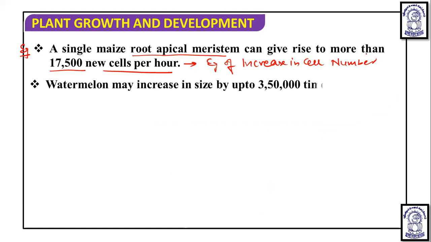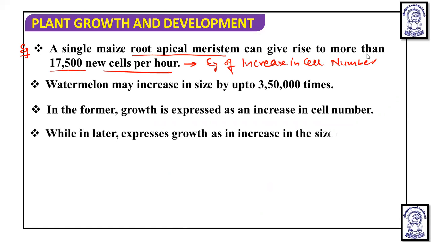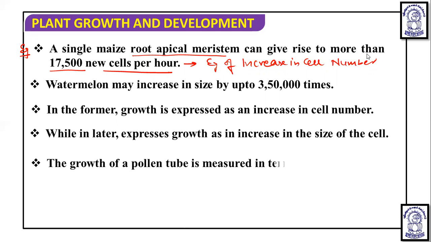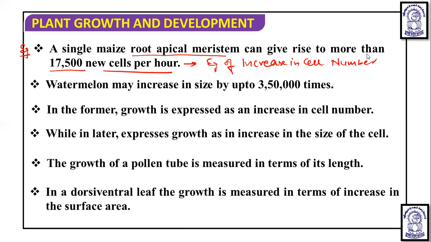Then another example is a watermelon cell that may increase in size by up to 3,50,000 times. So it is an example of an obvious increase in the cell size or the volume. So in the former, growth is expressed as a number of cells, while in the latter it is expressed as an increase in the size of the cell. So these are the different parameters that are used, and the growth of a pollen tube is measured in terms of length, as we have discussed. This is the example of growth in length. In the dorsiventral leaf, the growth is measured in terms of the increase in surface area, as we have discussed. So these are the different parameters which are used to measure growth.